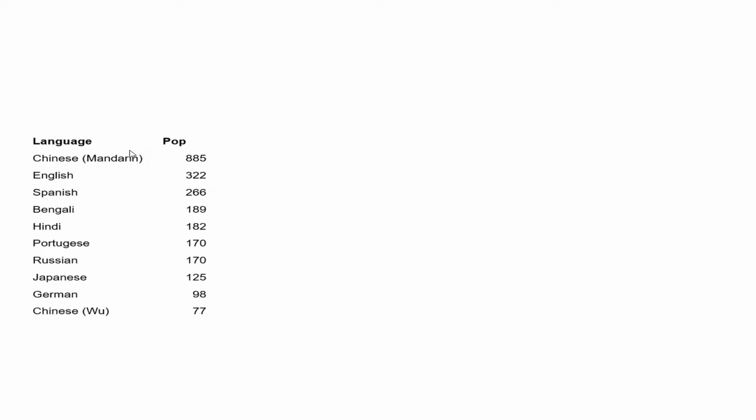This is another type of data, another type of graph showing the languages and the people in millions speaking these languages, starting with Chinese, the Mandarin, English, Spanish, Bengali, Hindi, Portuguese, Russian, Japanese, German, and it's a simple comparison. Therefore, somebody may say we can use the same graph as before.